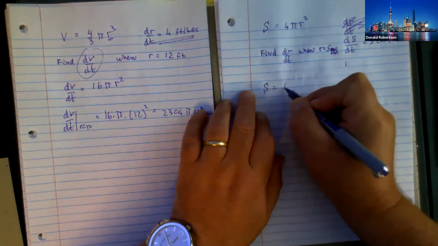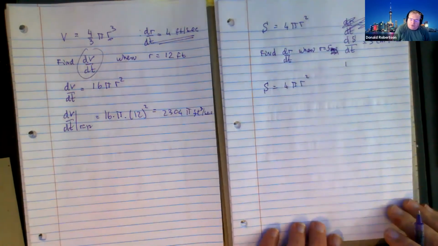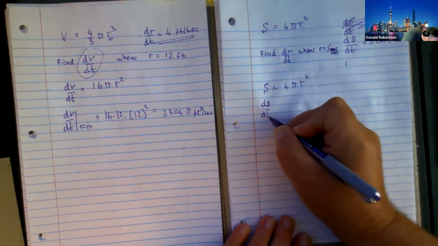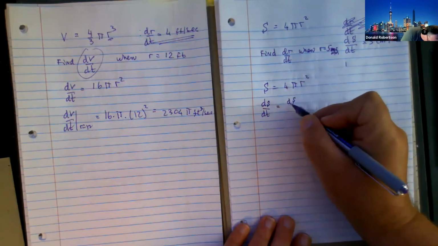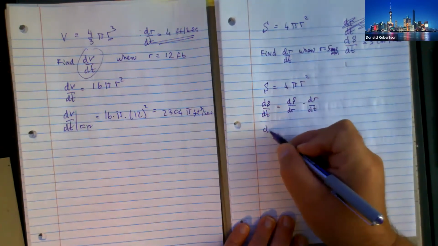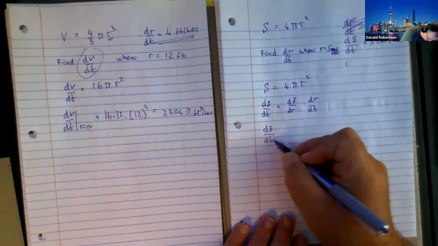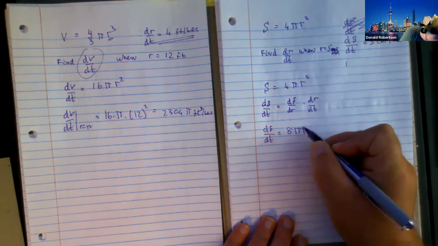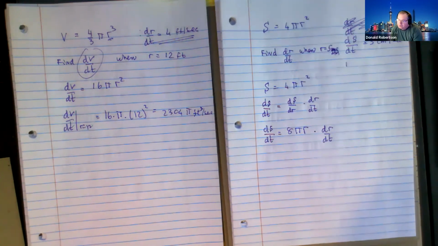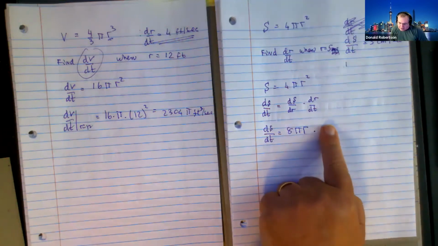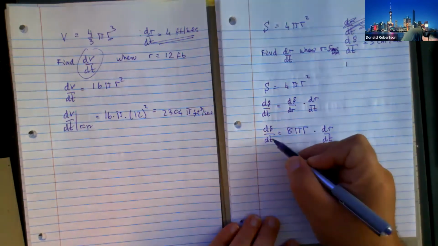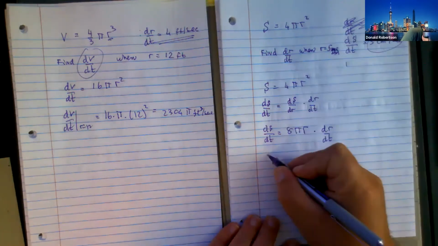So you start, as you do with every one of the questions, with the function that you have, and then you're going to find this, and that's going to be dS by dr times dr by dt. And so dS by dt is going to be 8 pi r times dr by dt. So far, so good. Now, normally you know what that is, it's 5 or 10, and you just multiply that and you're done. But in this question, you're told this, and you're told it's 3.